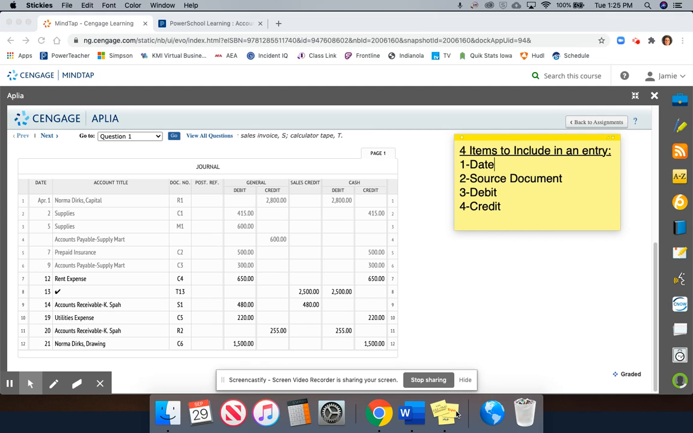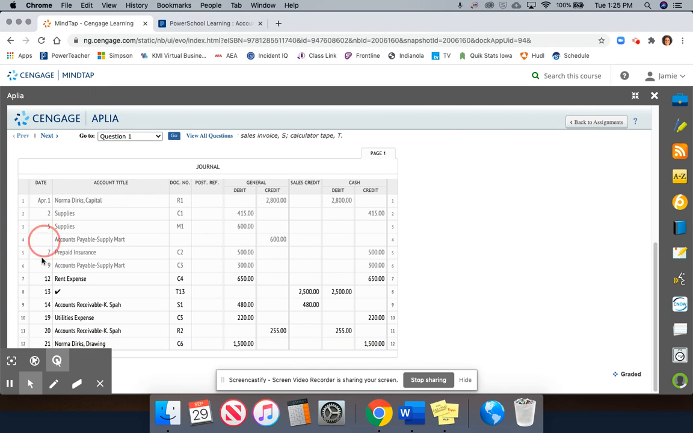So we always make sure we have the 4 items to include in every entry: the date, the source document, the debit, and the credit. Forgetting to put the date or the source document are points that you'll be really frustrated if you miss on the test. So always go through that checklist, those 4 things included in every transaction. In 3-4, we will complete this journal, and that will be the end of the chapter.